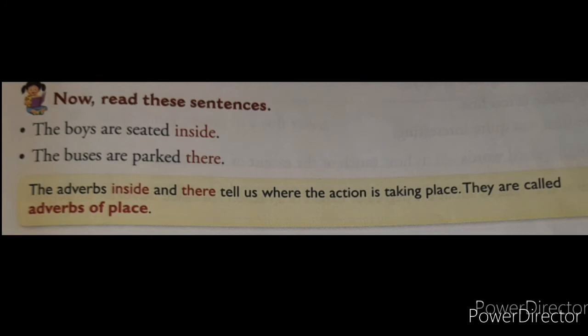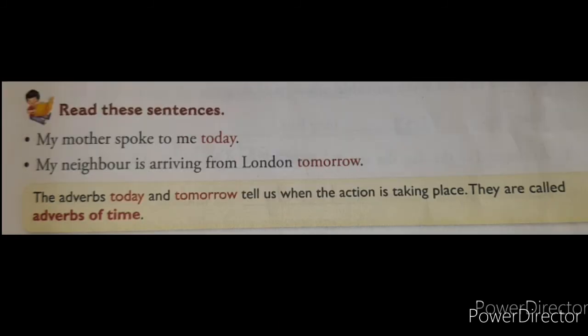It means where they were seated, inside. Where they parked their buses, there. Where the action is taking place is told by these two adverbs. So these two adverbs are called which type of adverb? Adverbs of place. There are also adverbs like outside, here, nearby. These are also called which type of adverbs? Adverbs of place. The next type of adverb is adverbs of time.